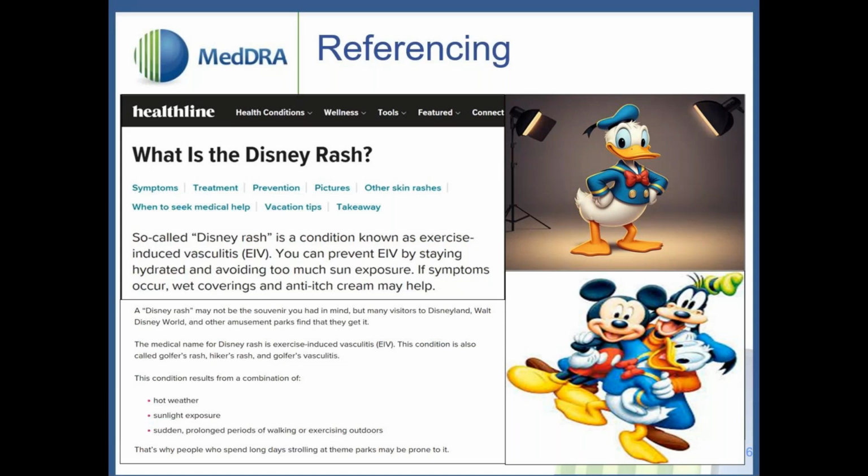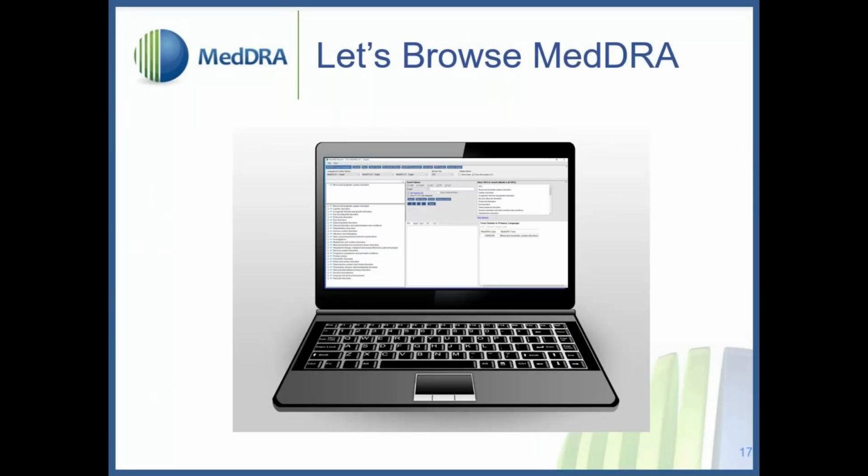Then I go on to read it in more detail. A Disney rash is not the souvenir you had in mind, but many visitors to Disneyland and other amusement parks find that they get it. The medical name for Disney rash is exercise-induced vasculitis. The condition is also called golfer's rash, hiker's rash, and golfer's vasculitis. It's a combination of hot weather, sunlight exposure, and prolonged periods of walking. So now this reference has very clearly told me that the medical name for Disney rash is exercise-induced vasculitis. So let's go to the browser.